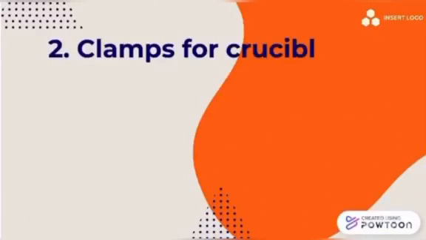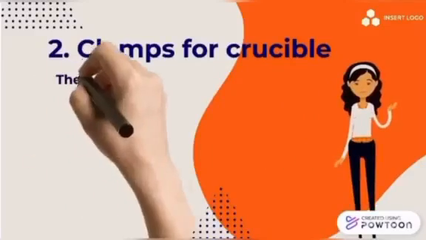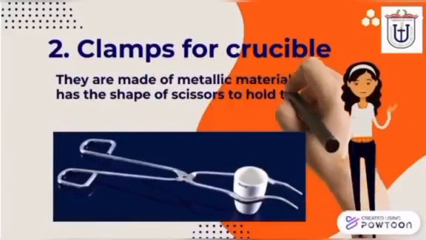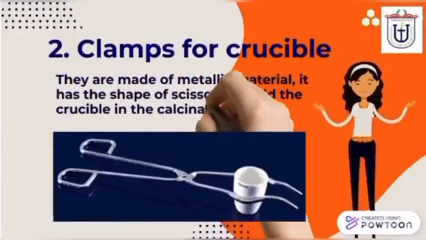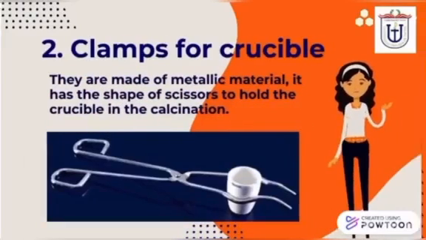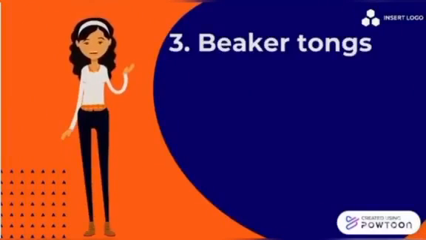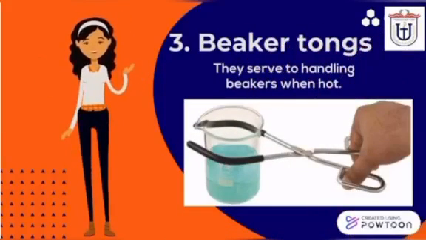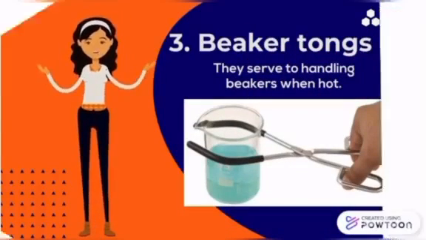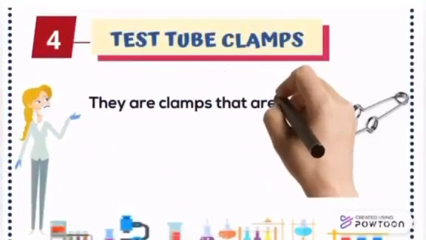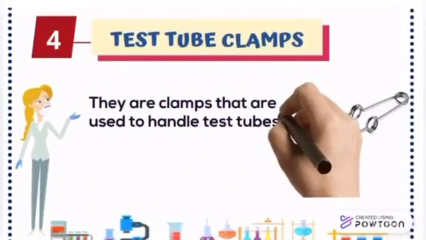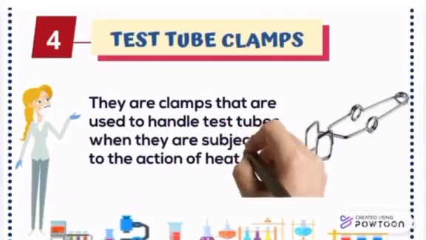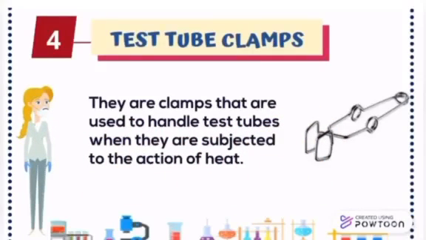2. Clamps for crucible. They are made of metallic material. It has the shape of scissors to hold the crucible in the calcination. 3. Picker tongs. They serve to handle the picker when hot. Test tube clamps. They are clamps that are used to handle test tubes when they are subject to the action of heat.